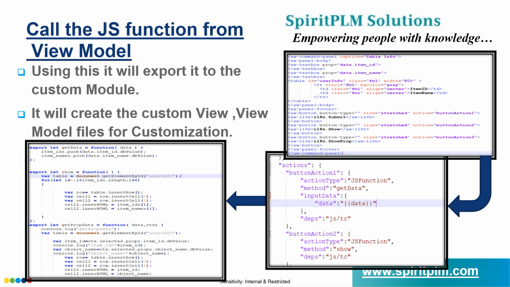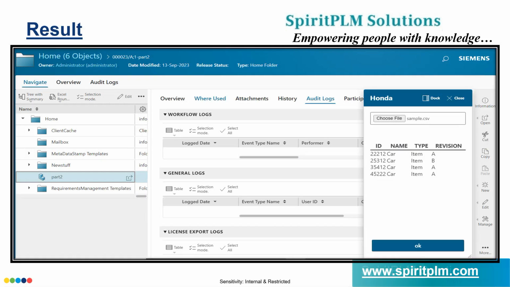So inside this you have to write the React JS code. You can define the React JS code here, and according to your business need, it will get customized there. After that, it will show your custom panel in your ActiveSpace environment.